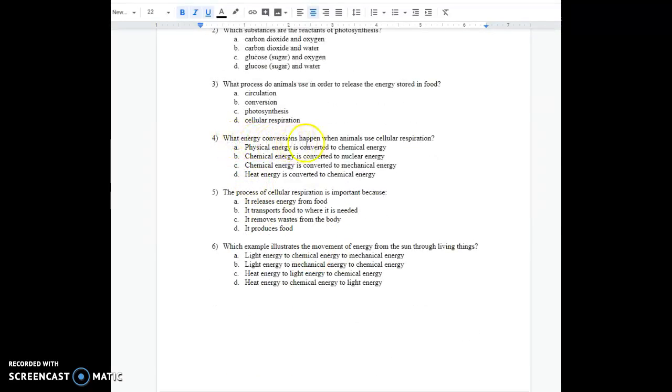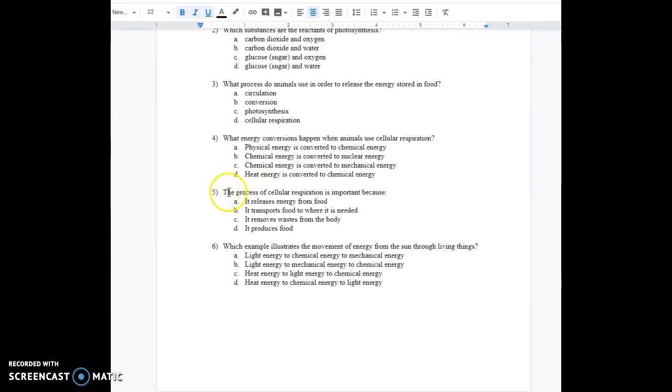Number 4. What energy conversions happen when animals use cellular respiration? A. Physical energy is converted to chemical energy. B. Chemical energy is converted to nuclear energy. C. Chemical energy is converted to mechanical energy. D. Heat energy is converted to chemical energy.